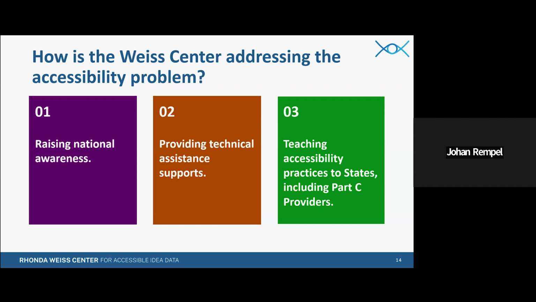So in order to ensure greater success and sustainability in the area of accessibility, the Weiss Center is committed to providing the resources and information, and this can certainly result in transferable skills and expertise to state and Part C providers for current and future capacity building. So that's what we're really aiming toward, is sustainable and long-term changes here.